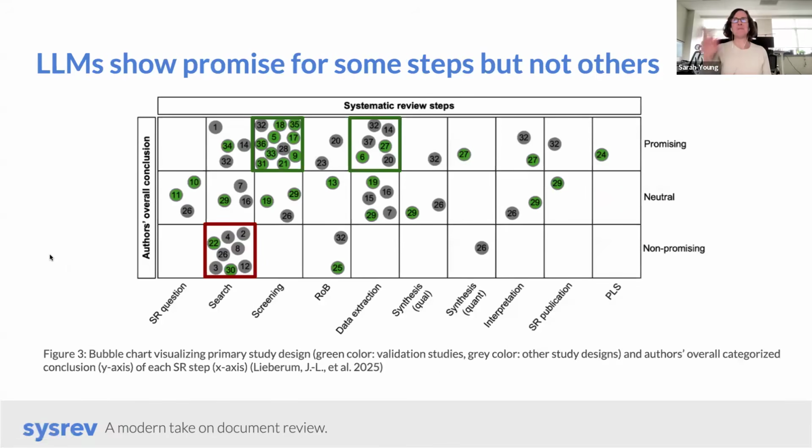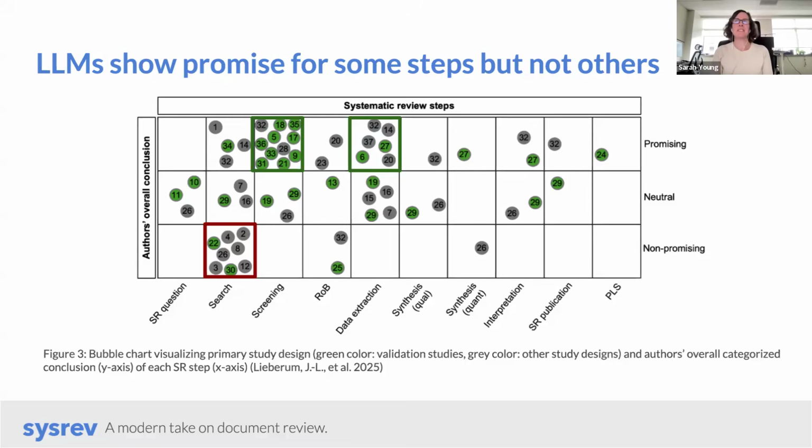All right, so the rest of this talk, I'm going to shift to talk about large language models, which is still, again, quite new in its application in evidence synthesis. This is a really nice scoping review that was done not too long ago that looked at the research on large language models for application in different steps of systematic review. And these folks grouped these different studies based on how promising the LLM seemed to be for that step of the review.